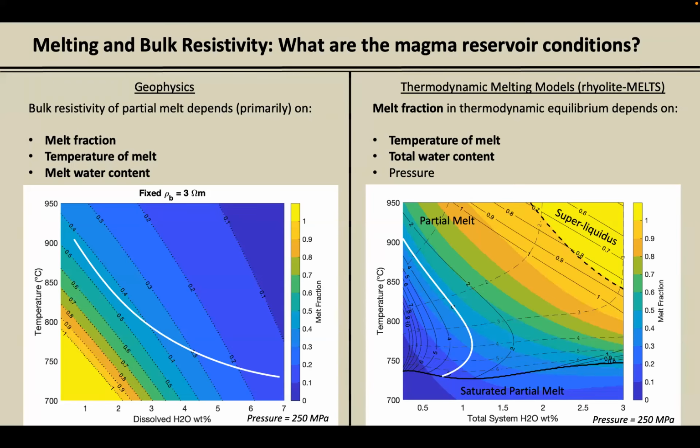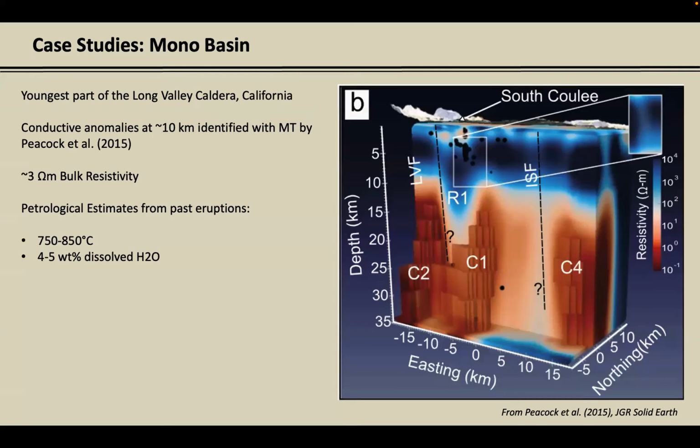Just to show how this plays out in practice, I'll run through 3 case studies real quick. The first is Mono Basin, which is the youngest part of Long Valley caldera in California. Here they've done MT, and you can see these nice 3D images from the MT. They've identified a few conductive features that are about 3 ohm meters at about 10 kilometers depth. There are also some petrological estimates from past eruptions, with temperature and dissolved water content from erupted lavas.